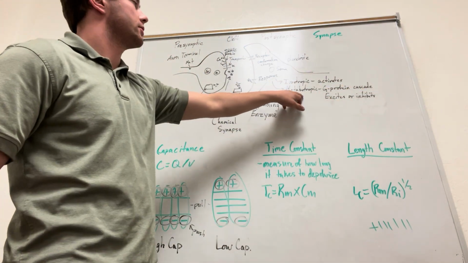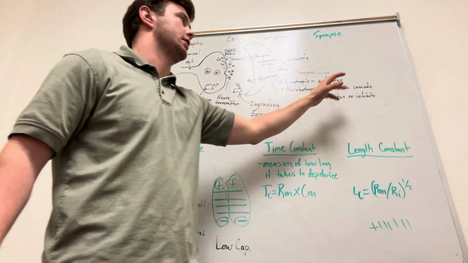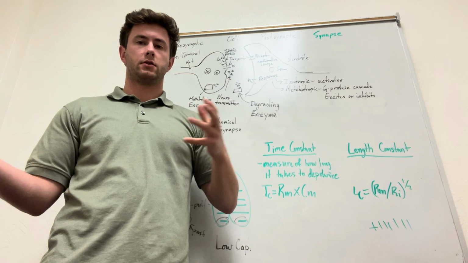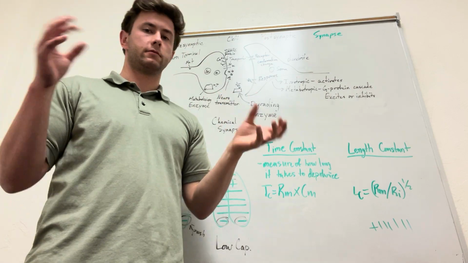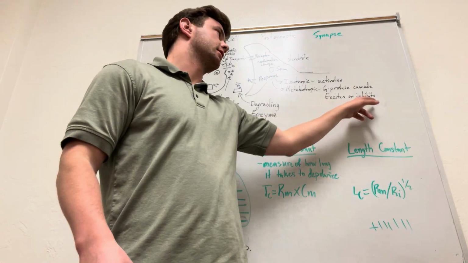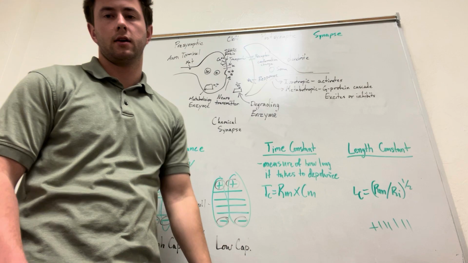If it's a metabotropic receptor, then that's going to initiate a G protein cascade, and depending on which receptor you have excited or you've hit, then that can either excite or inhibit this cell body.